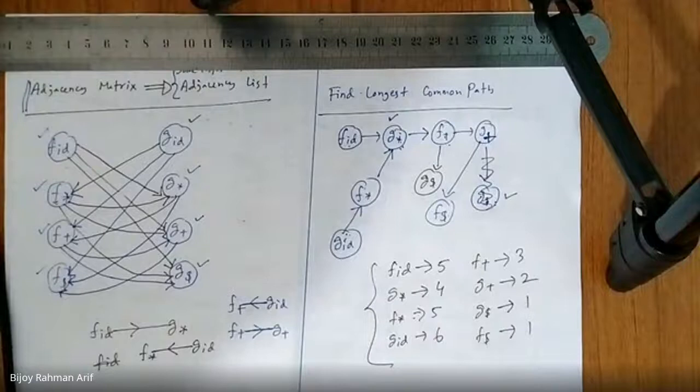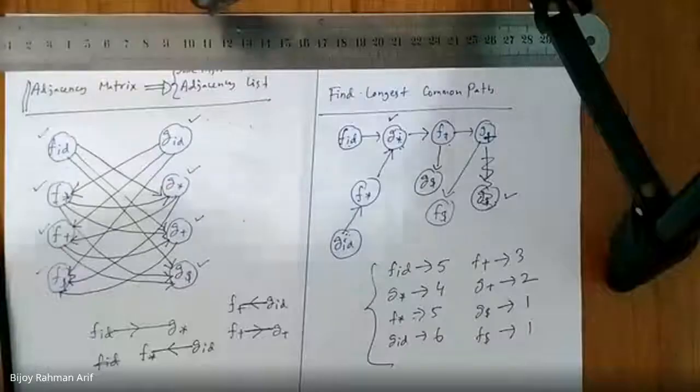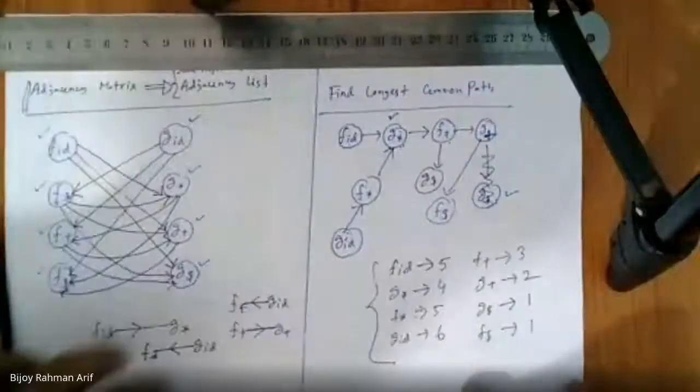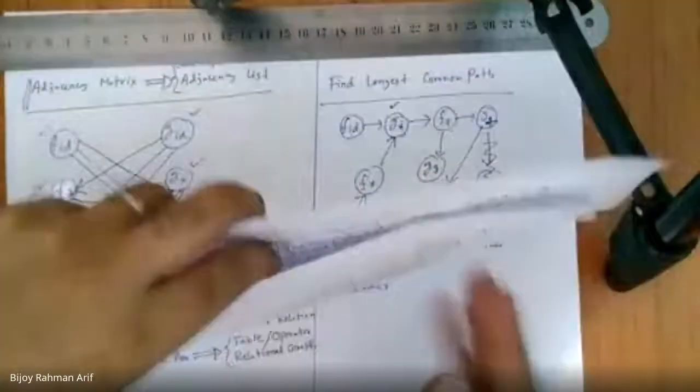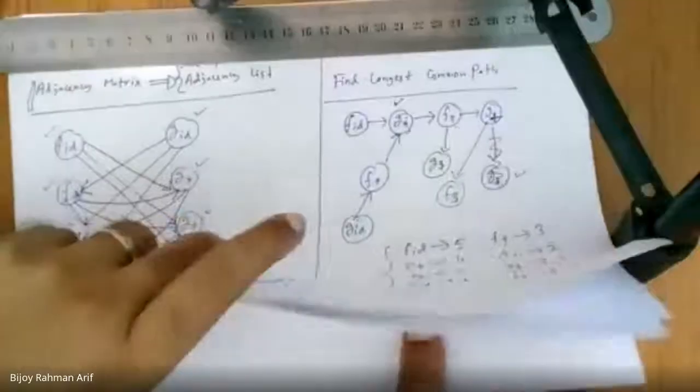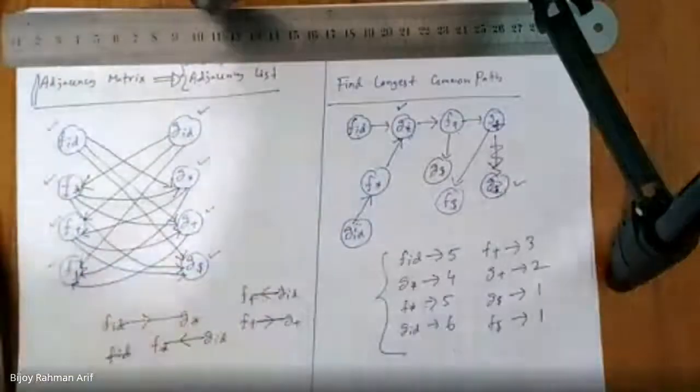All right, guys. Now, if you convert this to a table, what do you get? If you convert this to a table, what do you get?